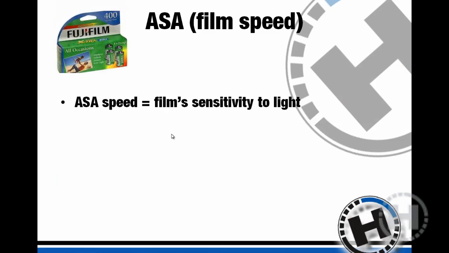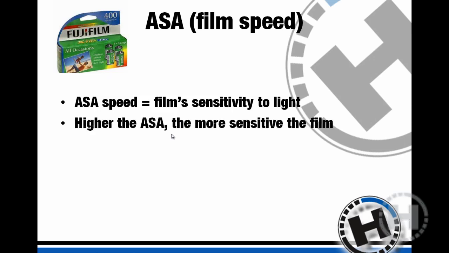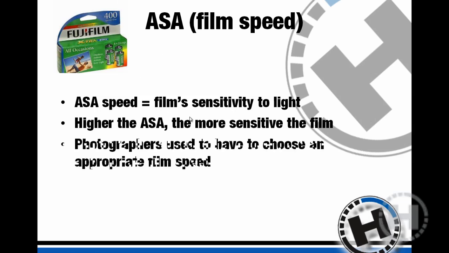So ASA film speed, for those of you that have never even seen film before, was the film's sensitivity to light. Again, the higher the ASA, that was the film speed, the more sensitive the film was. So to me, the true advantage of digital over film is ISO.